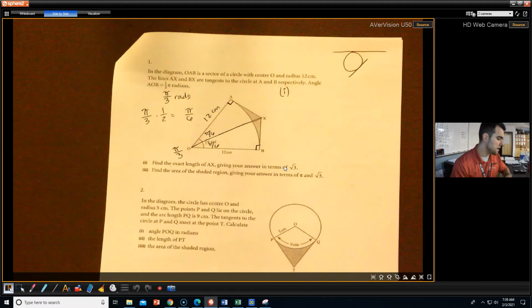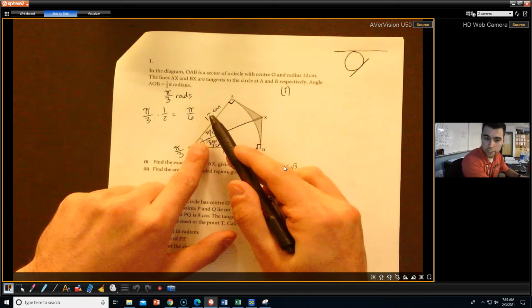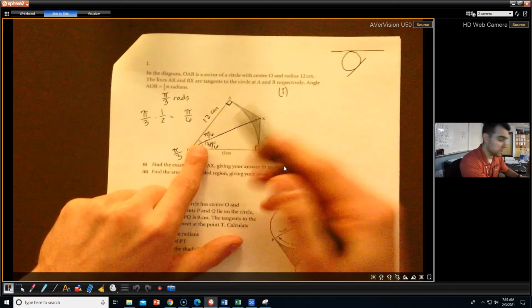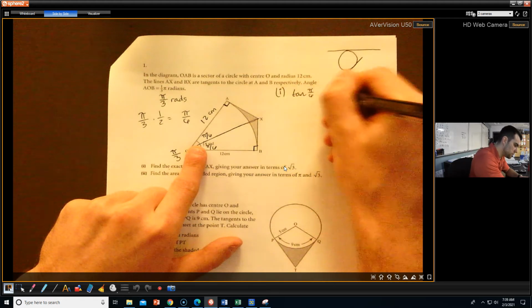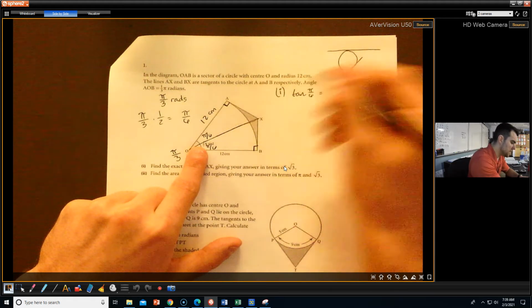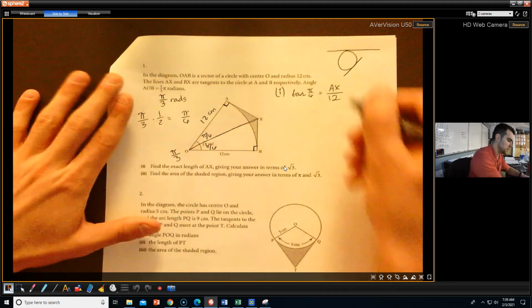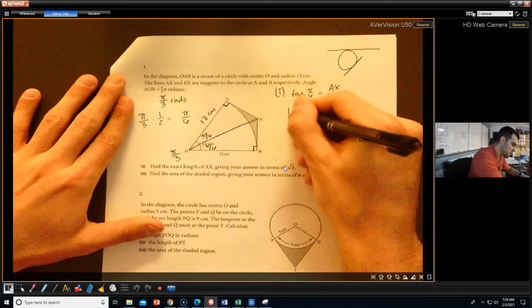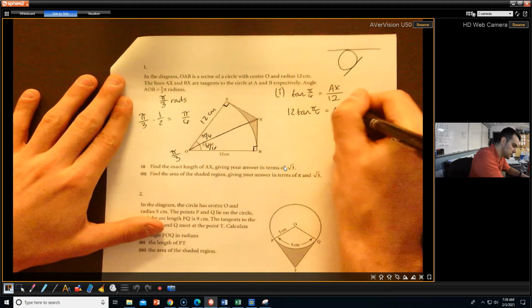All right, and now I have to think about this. I have an opposite over an adjacent side, so I'm going to be using tangent. I'm going to use tangent of pi over 6 equals opposite, so AX, over 12. And so if I multiply both sides by 12, 12 times tan pi over 6 is going to equal AX.